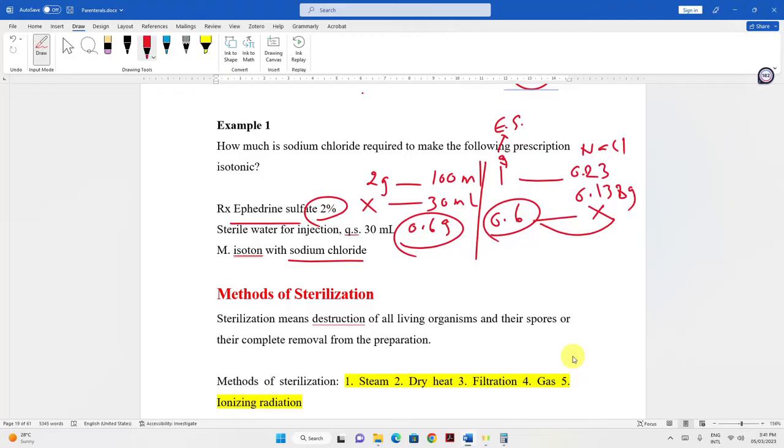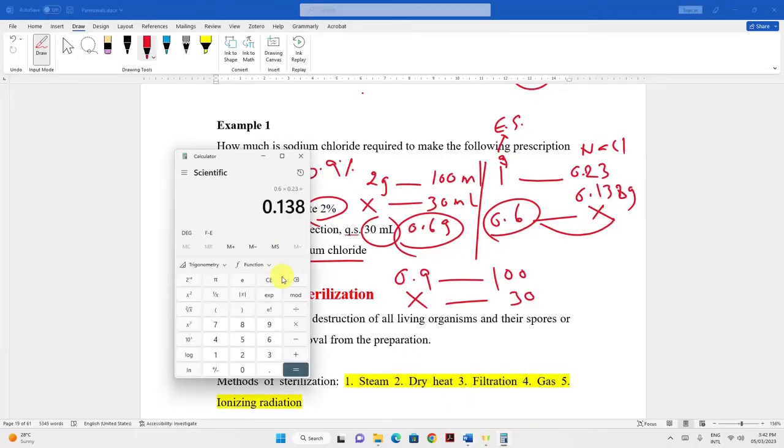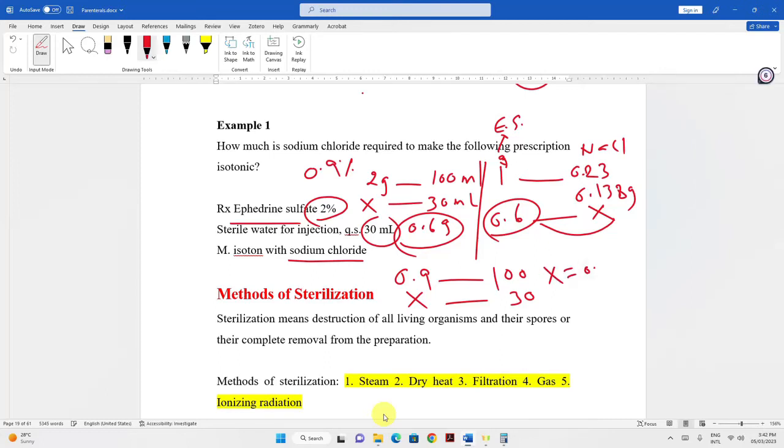Now if this preparation is sodium chloride, if it is not ephedrine sulfate, it should be 0.9%, right? If it is 0.9%, meaning 0.9 gram in 100 ml, then in 30 ml there should be how much NaCl? We'll put X. So 30 into 0.9, and then divided by 100, and you will get X equal to 0.27. Okay, so what I wrote here, if I want to do NaCl solution, I want only 30 ml, then from NaCl I need 0.27 gram, and that will make the solution isotonic. Okay, because here it's not 100 ml, it's 30 ml.